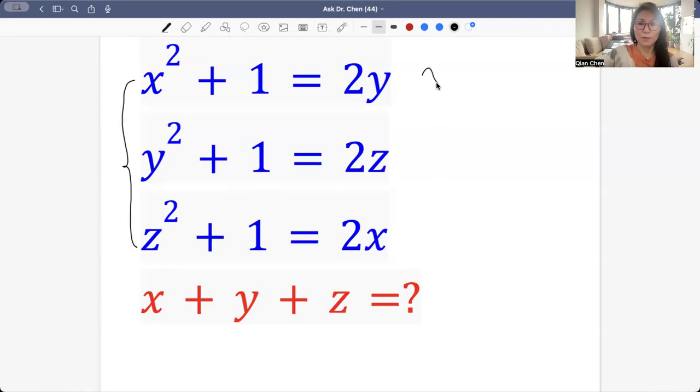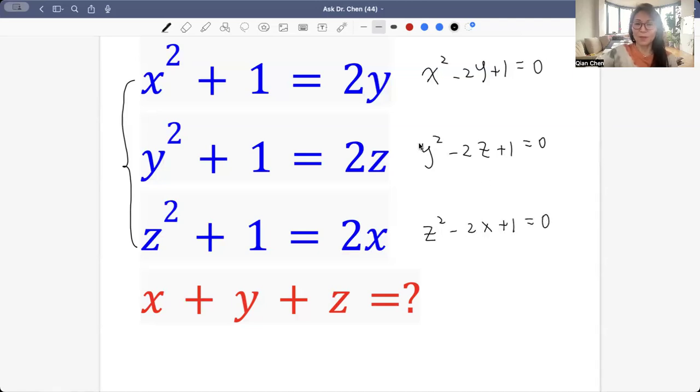So let's rewrite the first one as x squared minus 2y plus 1 equals 0. The second one can be written as y squared minus 2z plus 1 equals 0. And z squared minus 2x plus 1 equals 0. Right. Then we add those three equations.